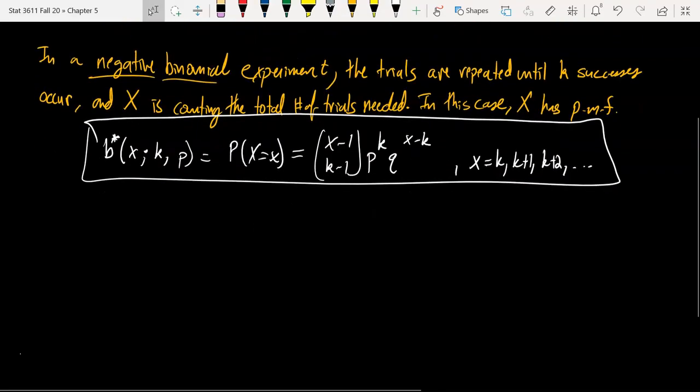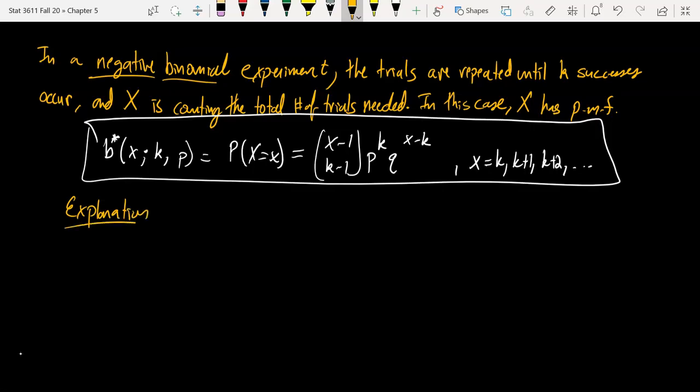All right. So let's try to get the intuition here on the negative binomial distribution probability mass function. Let's try to do another explanation of where each of these terms comes from in the probability distribution. In the negative binomial experiment, there's one really key thing that we can focus on that helps us dissect this. And that is the trials are repeated until k successes occur.